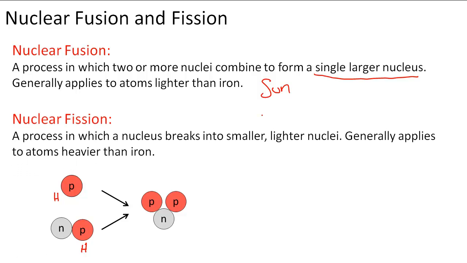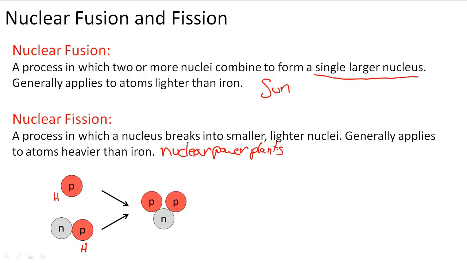Now, nuclear fission, on the other hand, is a process in which the nucleus breaks down into smaller, lighter nuclei. Now, spontaneous fission rarely occurs. We have to make it happen, and we usually force this when we have nuclear power plants. So here, nuclear fission is usually used in nuclear power plants.